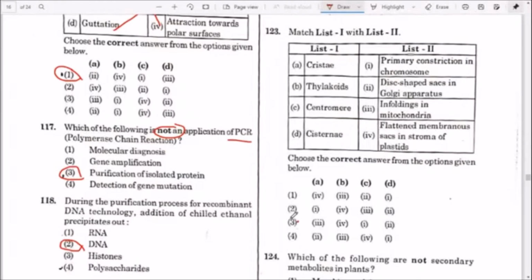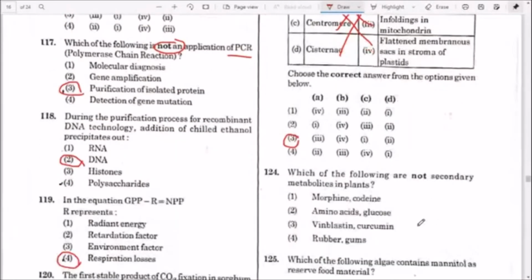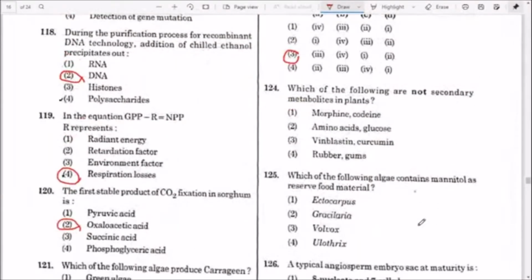It is 3, where cristae are infoldings in mitochondria, thylakoids are flattened membranous sacs in stroma of plastids, centromeres are primary constrictions in chromosome, and cisternae are disc-shaped sacs in Golgi apparatus. Next, question number 124. Which of the following are not secondary metabolites in plants?